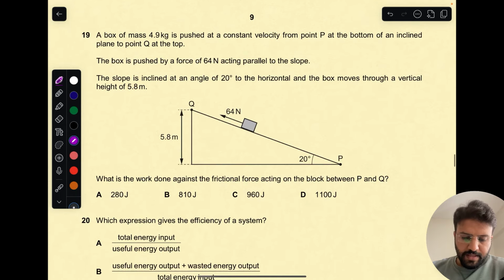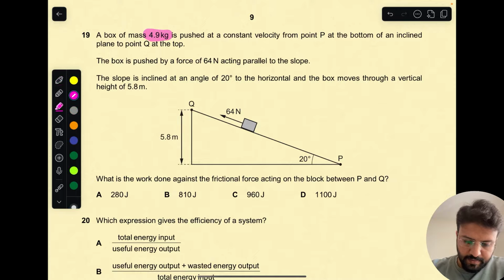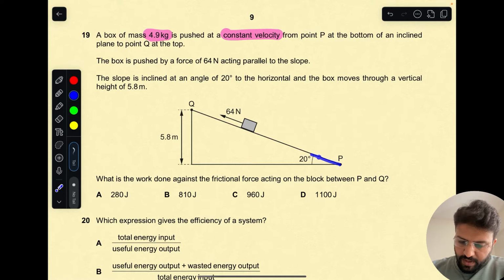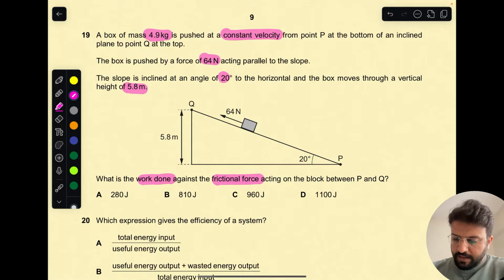Okay. In the next question, a box of mass 4.9 kg is pushed at a constant velocity from a point P at the bottom of the inclined plane towards the point Q. The box is pushed by a force of 64 Newton parallel to the slope, and the slope is inclined at 20 degrees, and the box moves through a vertical height of 5.8. What is the work done against the frictional force acting on the block?